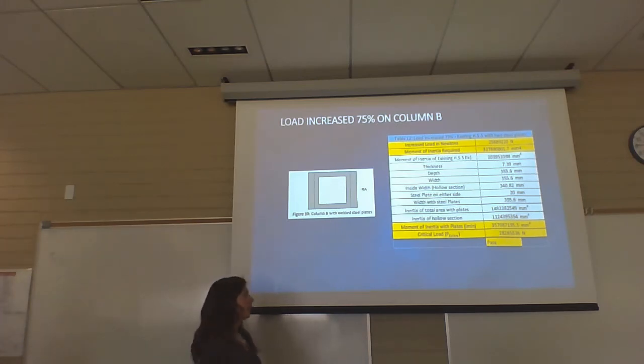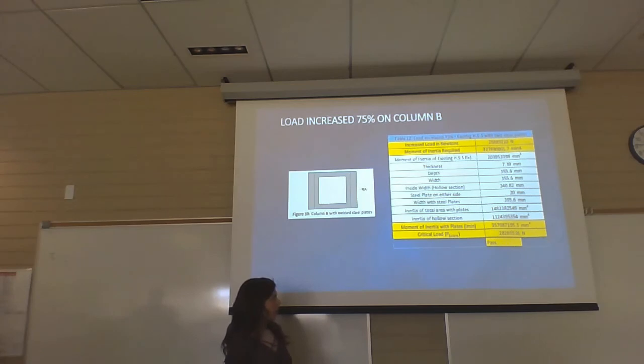Next, column B was analyzed, and it follows the same principle. Steel plates were added to the sides. Inertia total was calculated, and it was plugged into Euler's, and it was able to withstand the critical load. It was lower than the actual load from the floors that were increased, and the inertia was much higher than needed.